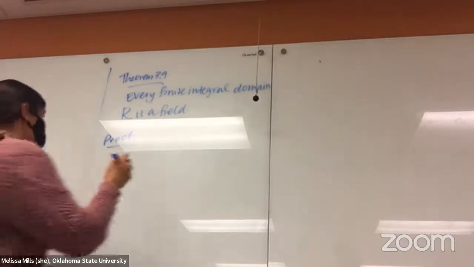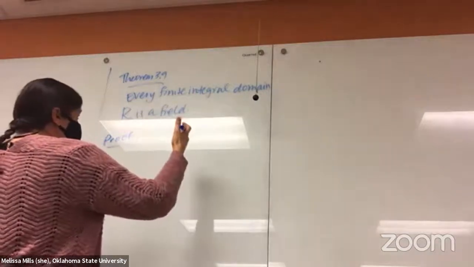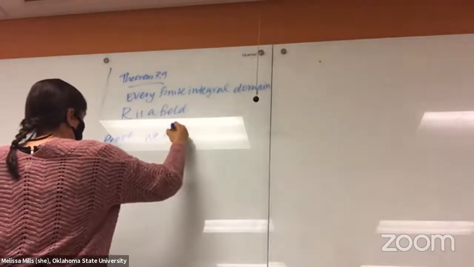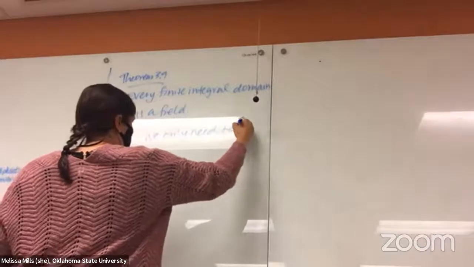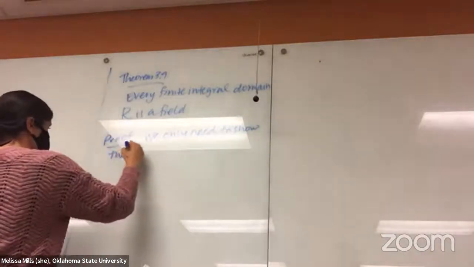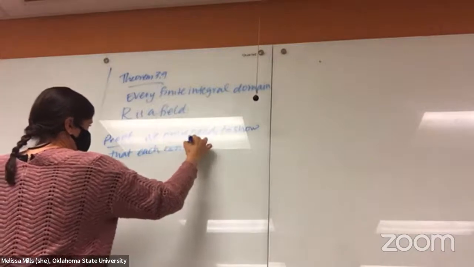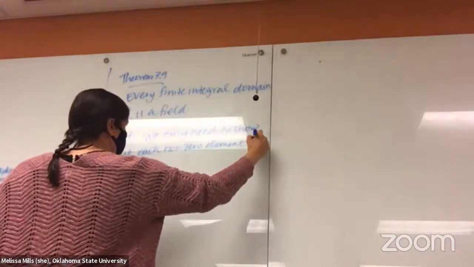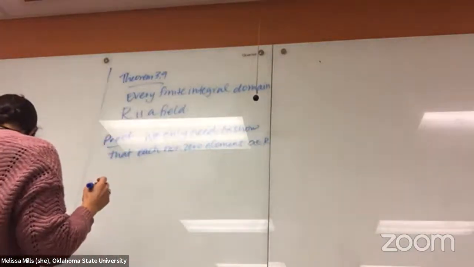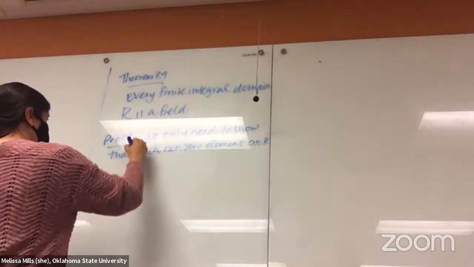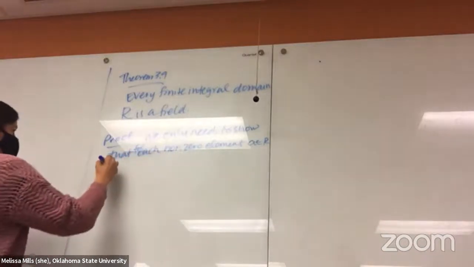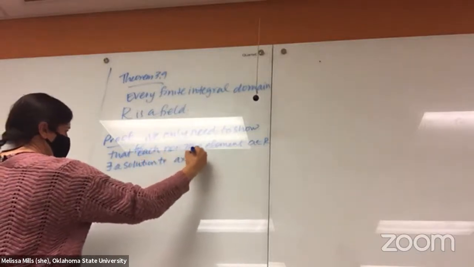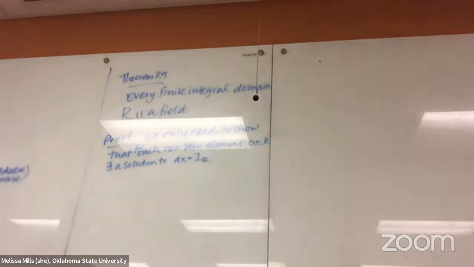Okay. All right. So we've already got the commutative ring with identity. Okay, so we only need to show that for each non-zero element A in R, there exists a solution to AX equals 1R. Okay, so how are we going to do that?